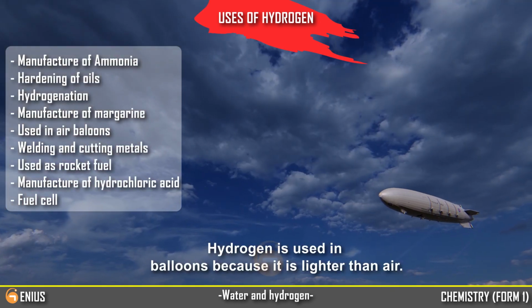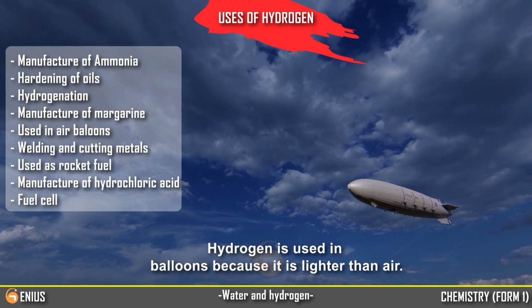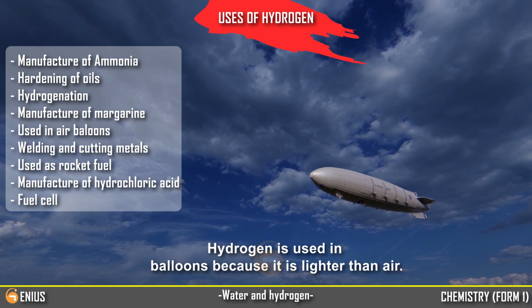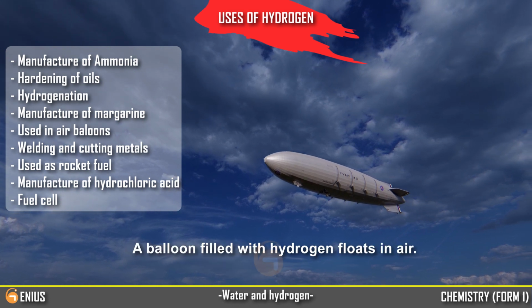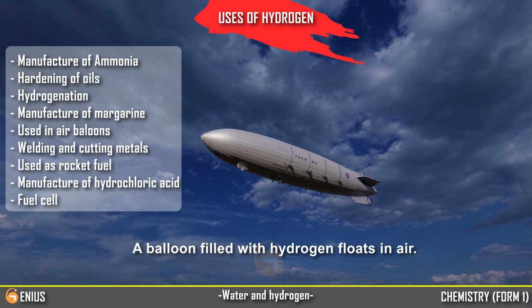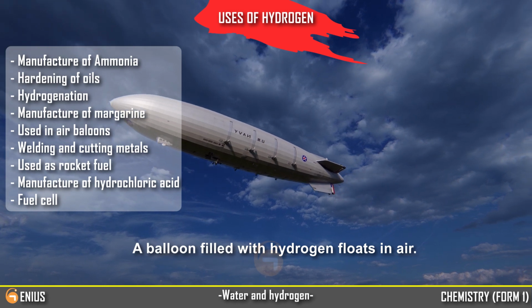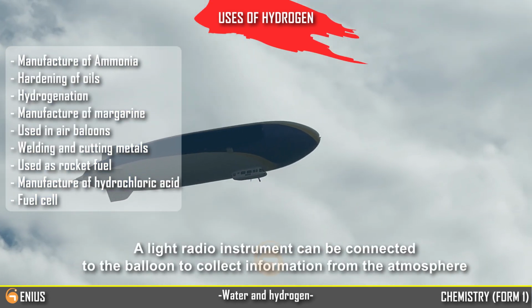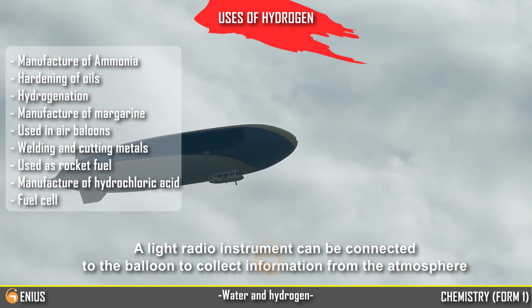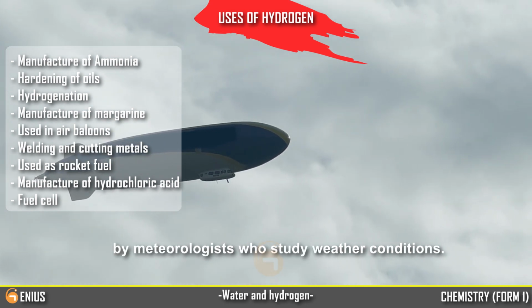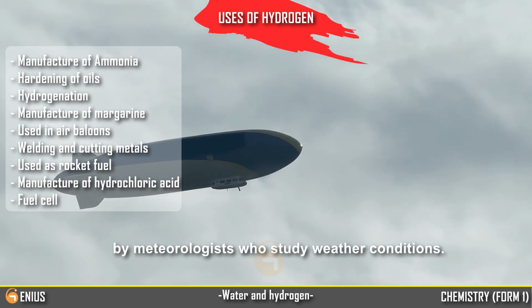Hydrogen is used in balloons because it is lighter than air. A balloon filled with hydrogen floats in air. A light radio instrument can be connected to the balloon to collect information from the atmosphere by meteorologists who study weather conditions.